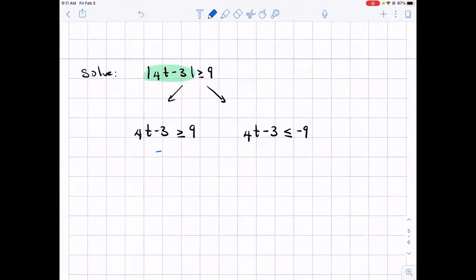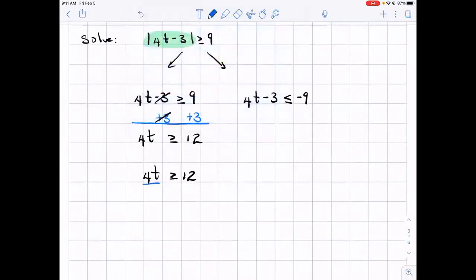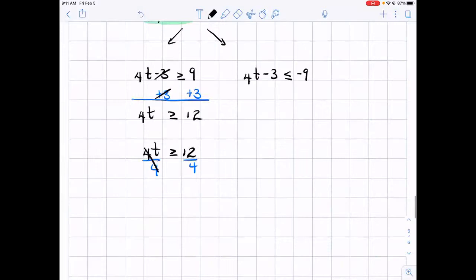In our first part, we will add 3 to start the process of isolating the t, and this leaves me with 4t, the minus 3 and the plus 3 become 0, greater than or equal to 12. To leave t by itself, I will divide both sides by 4. And if I do that, then positive 4 divided by positive 4 leaves me with 1. So 1t is greater than or equal to 12 divided by 4, which is 3. So here is what we're looking at so far.